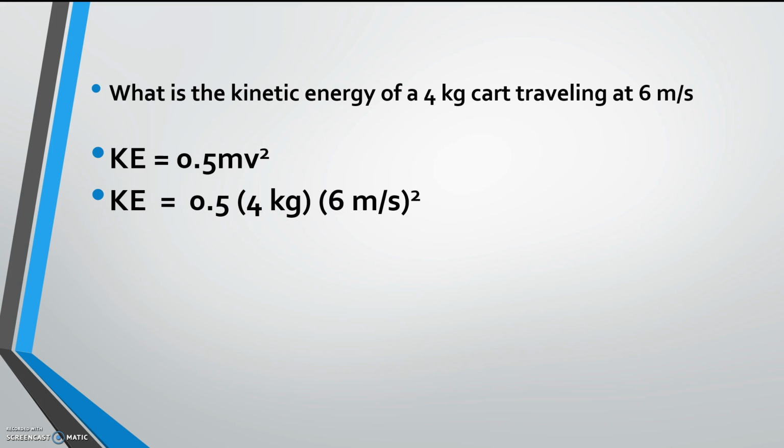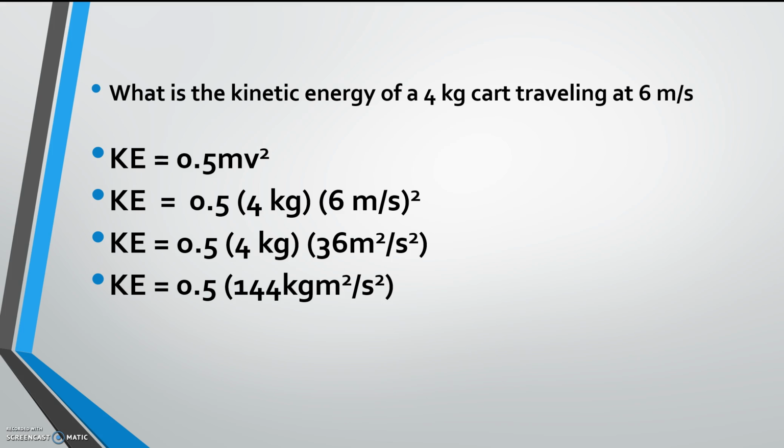Now we go back to the steps in the calculation, and our first step is going to be to square our velocity. So we're going to take 6 squared, or 6 times 6, and that's going to give us 36. We're also squaring the units, so we get meters squared over seconds squared. The second step is to take that number and multiply it by the mass. So we're going to take 36 and multiply it by 4. Now we have kinetic energy equals 0.5 times 144 kilogram meter squared per second squared.